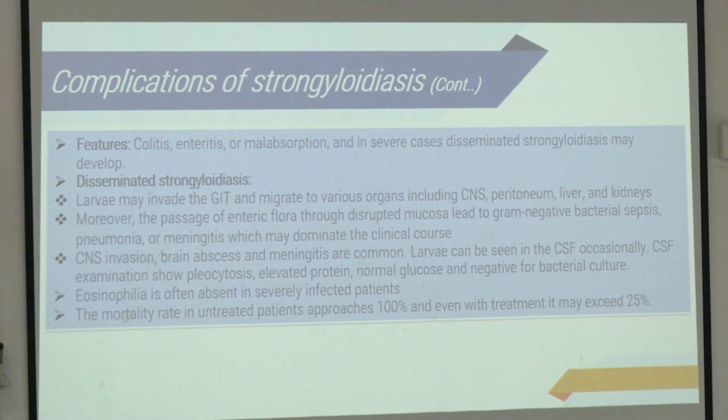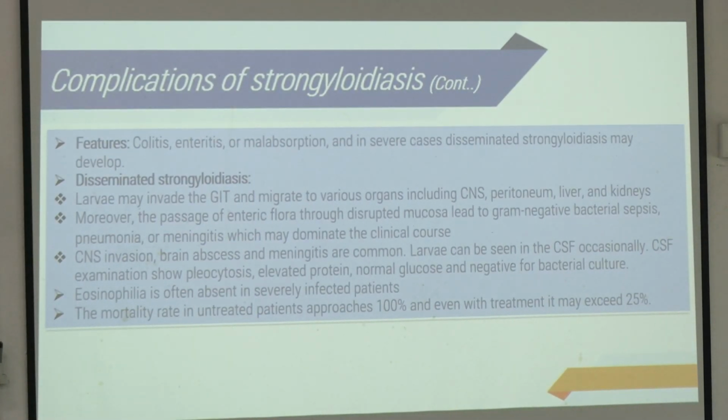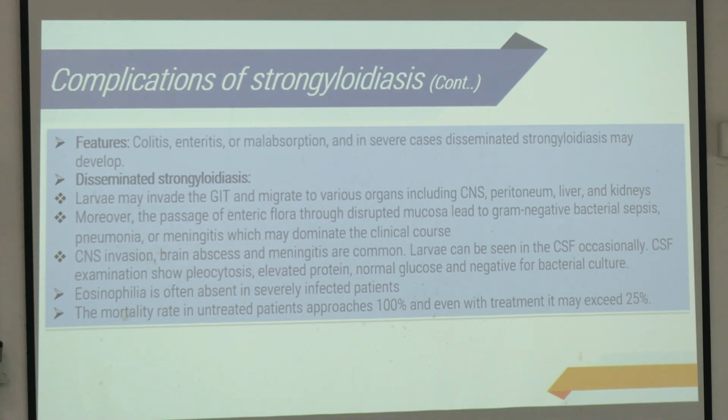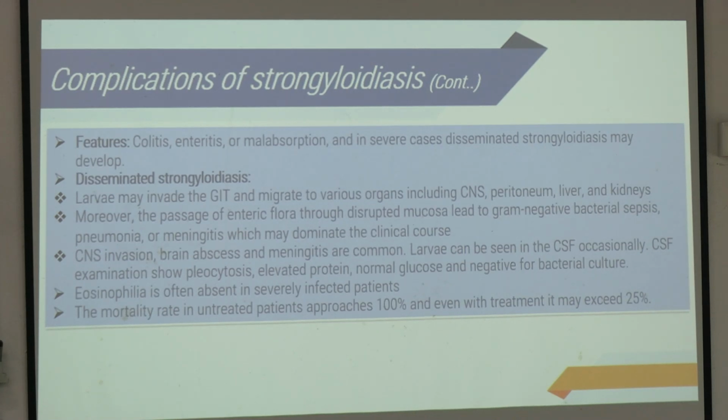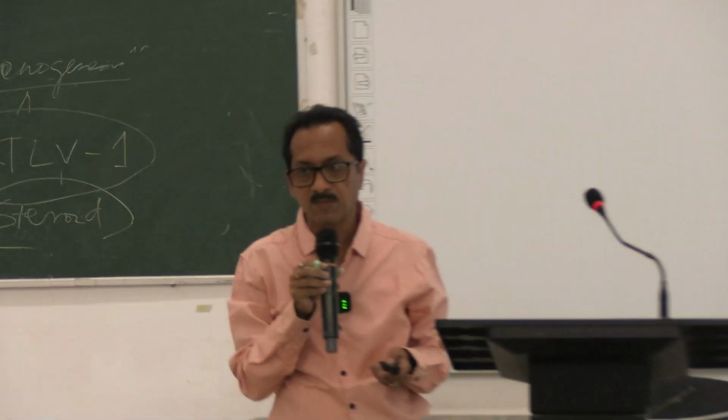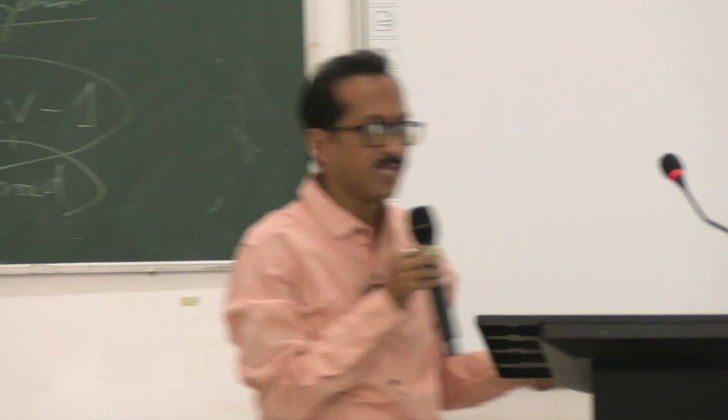Larva may invade the GIT and migrate to other organs like CNS, peritoneum, liver, kidney. In CNS invasion, brain abscess and meningitis are common. Larva can be seen in CSF occasionally. Eosinophilia is often absent in severely infected patients. Mortality rate in untreated patients is 100%, and even with treatment may exceed 25%. So hyperinfection syndrome has notorious mortality; even if you treat, it is 25%.